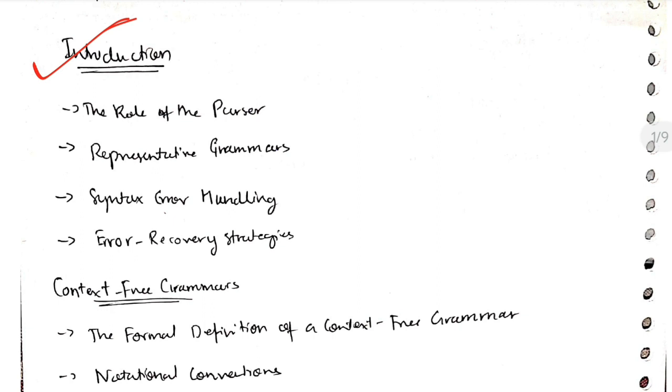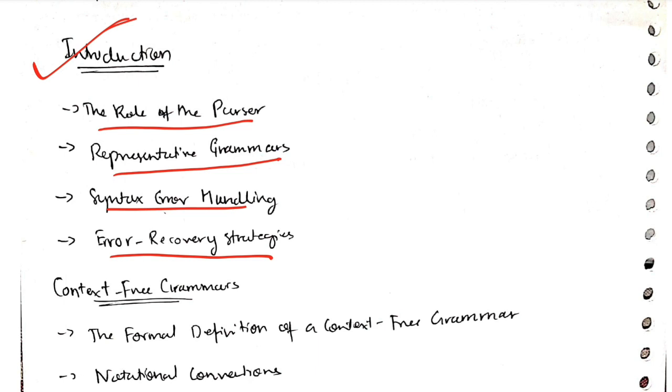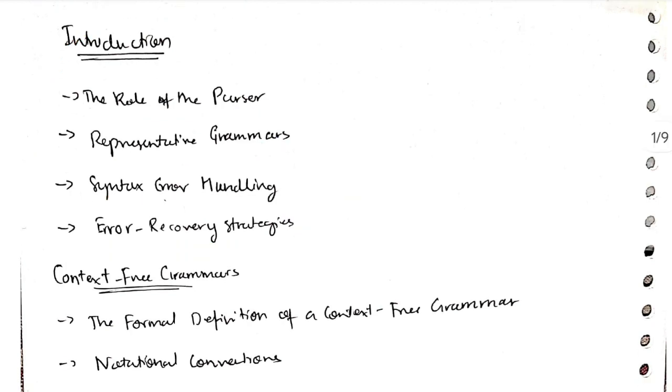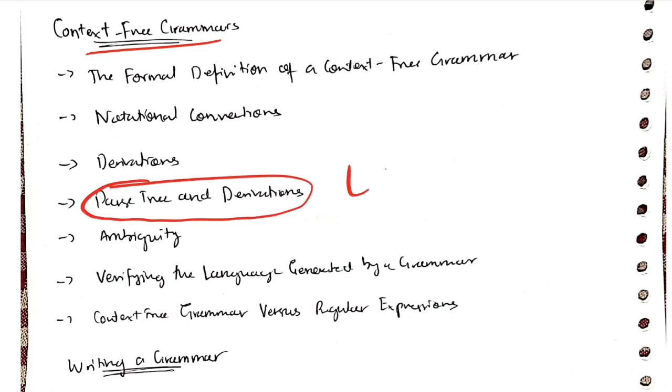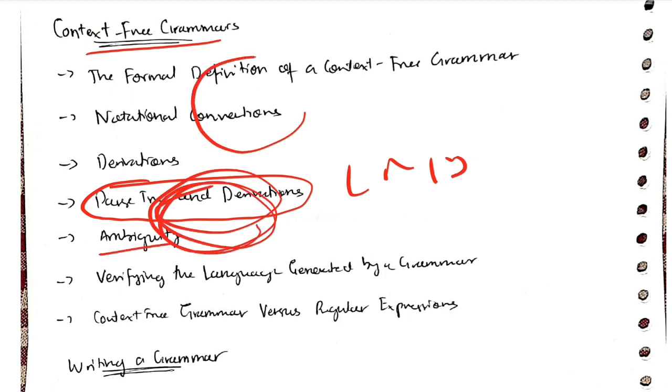The first topic is introduction. In introduction we have some theoretical concepts like role of the parser, representative grammar, syntax error handling and error recovery strategies. The questions which can be asked here are what is the role of parser and what are the different error recovery strategies. Those are the important questions. And context free grammar, what is a context free grammar, those questions can be asked. The main thing you have to focus on here is the parse tree derivations, LMD, RMD and ambiguity. These 3 things you have to focus on, and the rest of the theory you need not focus much upon because those are not asked much in the exam.